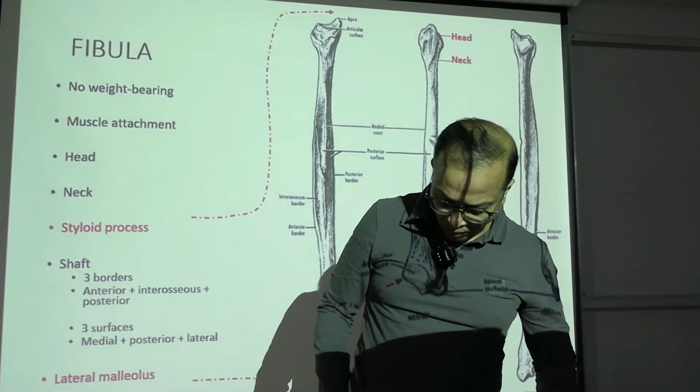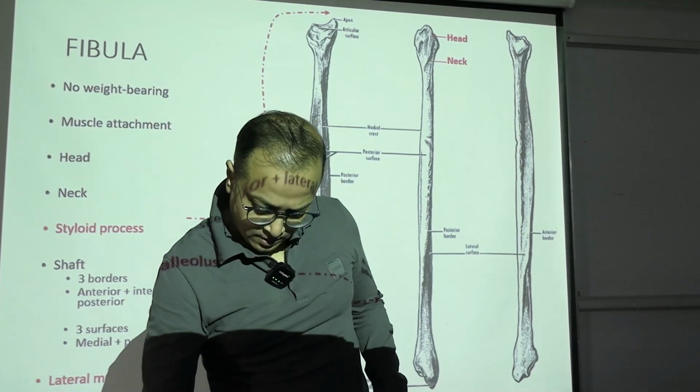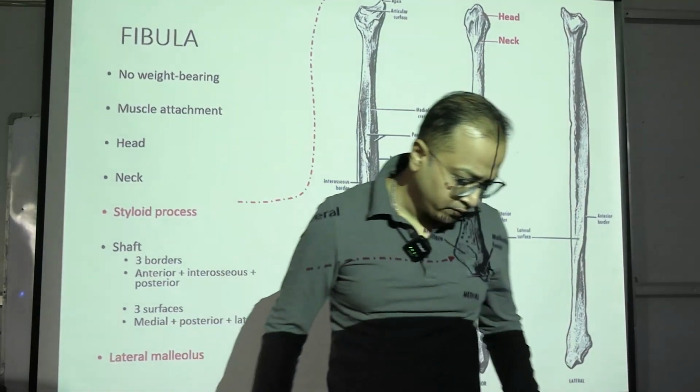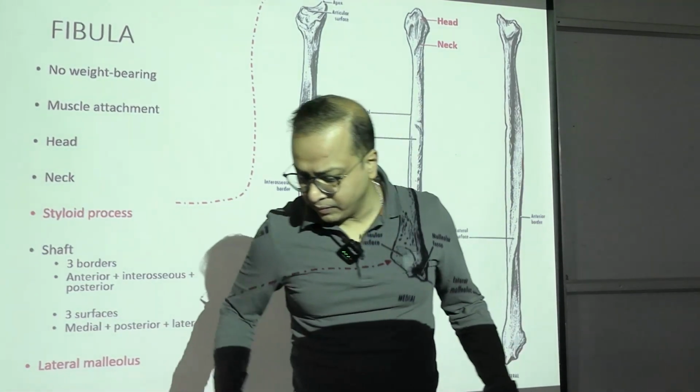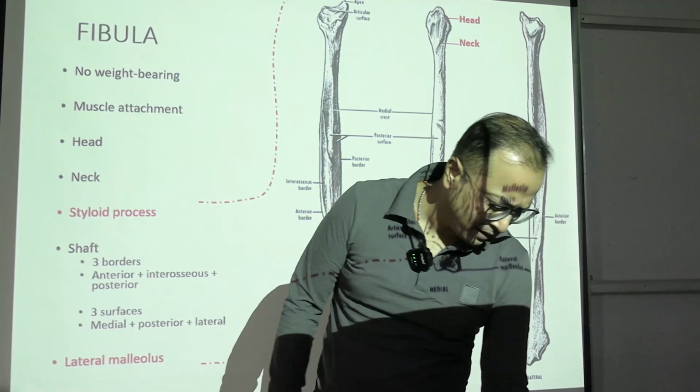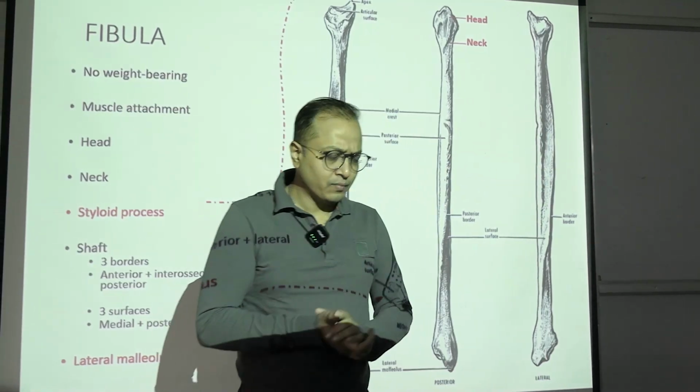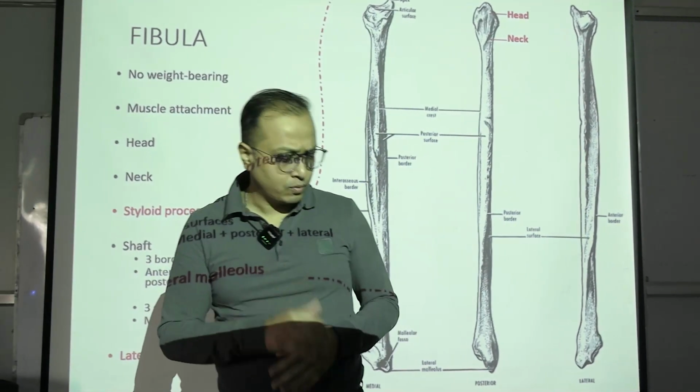So let's cover the small bone, which is one of the support bones for the tibia, the lower part of the body, which is placed on the lateral side of the leg, actually. We call it the fibula. This is not a weight bearing bone.